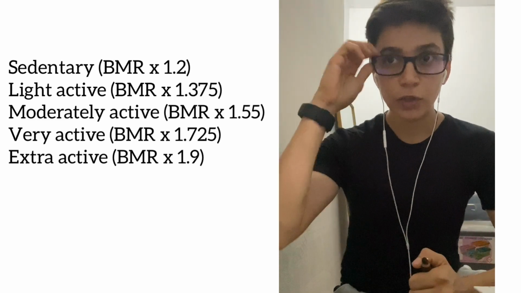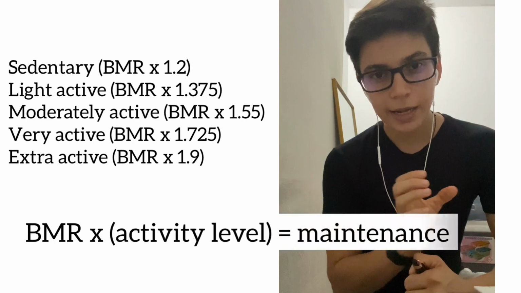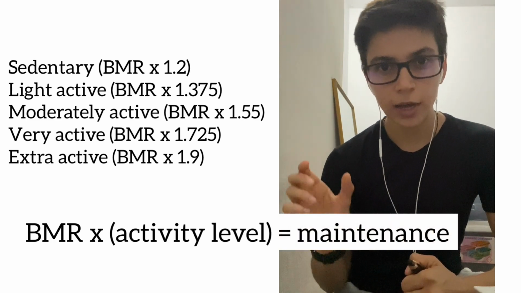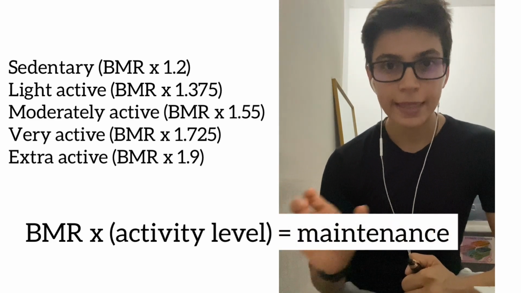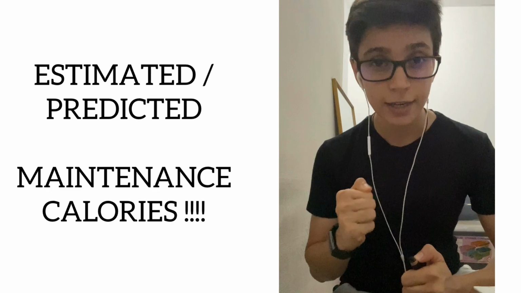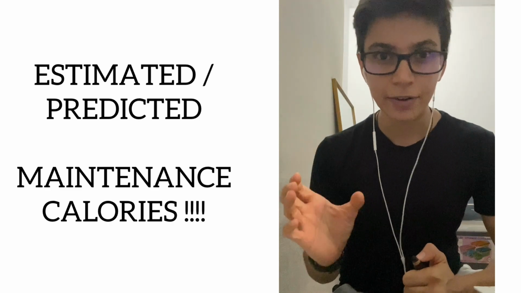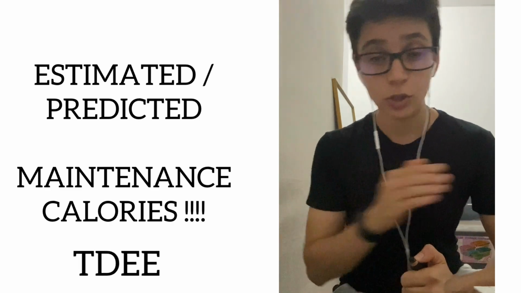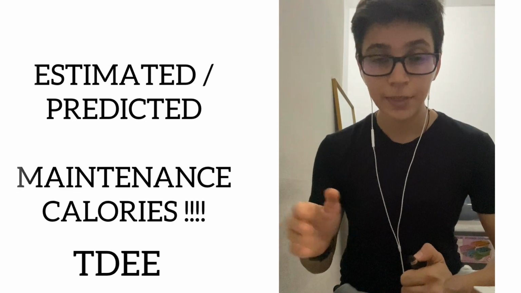What you do is you take your BMR and you multiply that by your activity level. Then you get a number. This number becomes your estimated or predicted maintenance calories, or your TDEE, total daily energy expenditure. Right, now that we've found out what our TDEE or maintenance calories is, that is our baseline.